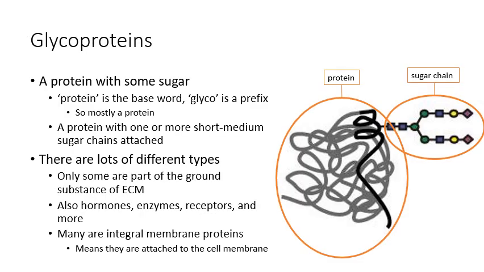Then you have glycoproteins, finally, which is sort of the opposite of a proteoglycan. For proteoglycans, the base word is glycan, which is the type of sugar, and then the prefix is proteo, so it's a sugar with some protein. Glycoproteins are the other way around. The base word is protein, so it's mostly a protein, and then it has the prefix glyco, meaning sugar. So it's a protein with a little bit of sugar stuck onto it.